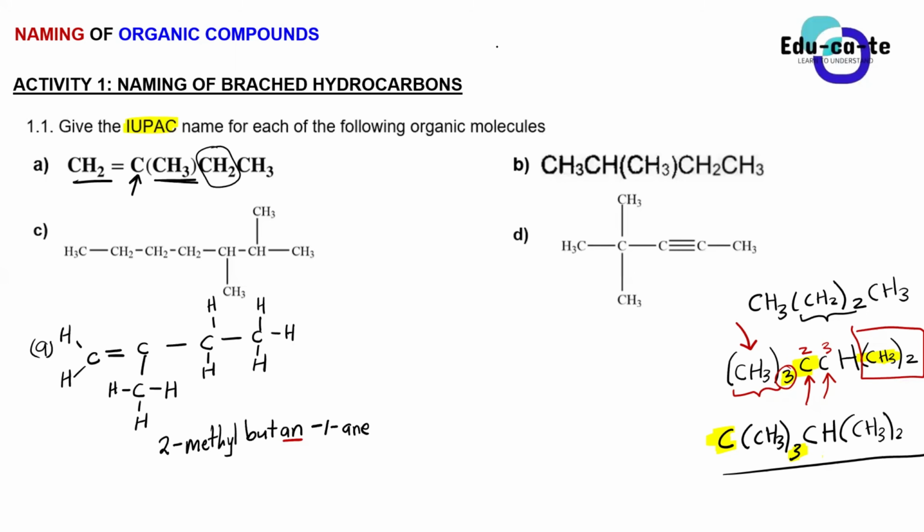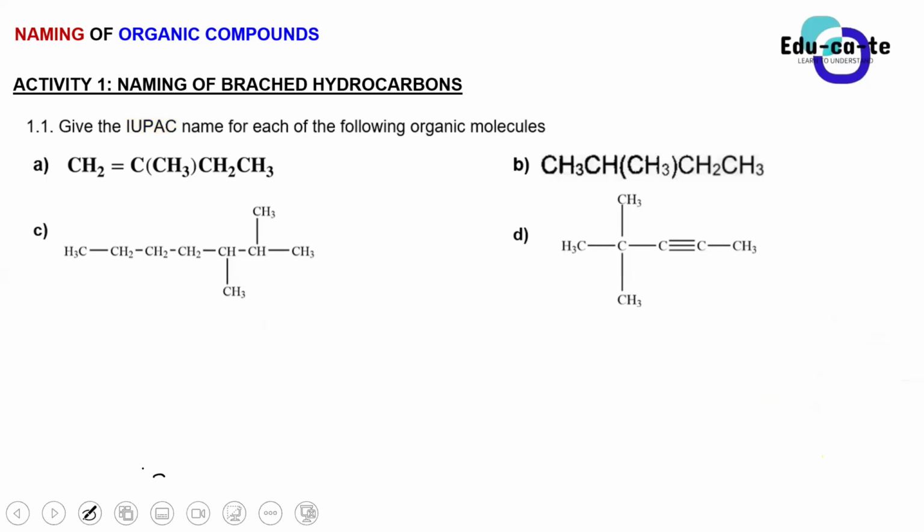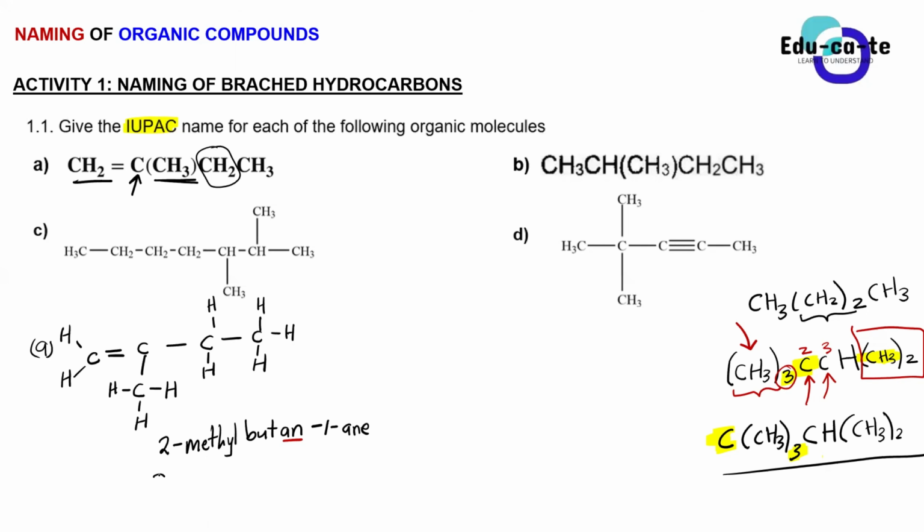Is this correct, Bandisile? Let's hear Bandisile. Is this correct? No, sir. Okay, let's hear from Bandisile first. It is 2 dash methyl but dash 1 dash ene, like this. Is this the correct one?